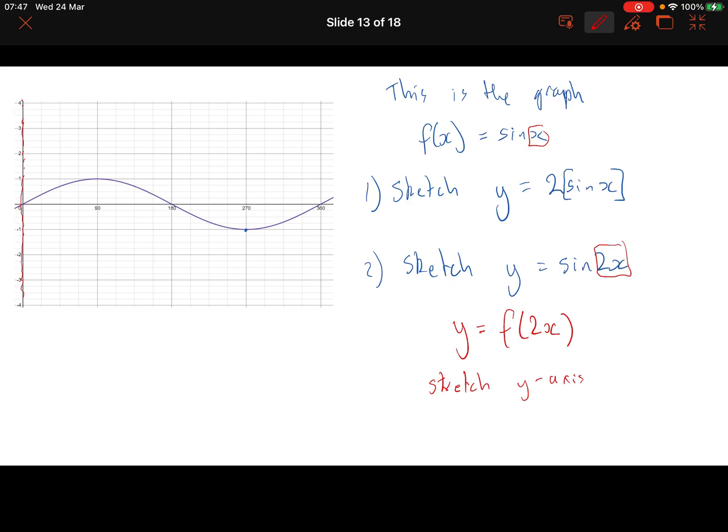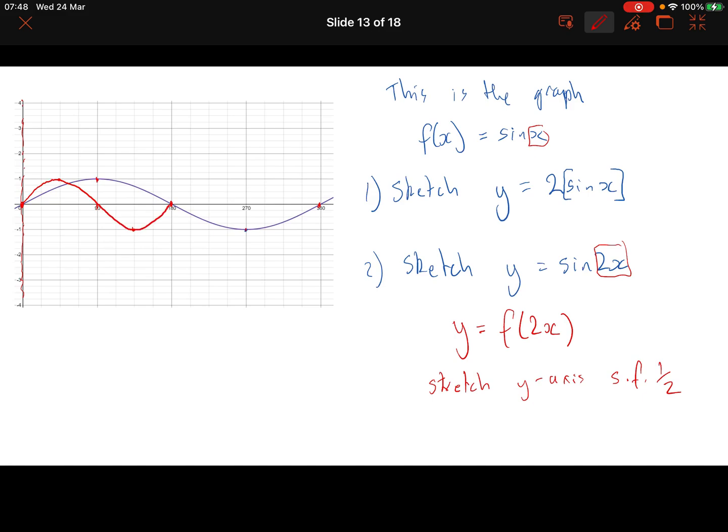So the scale factor is not 2. The scale factor is going to be a half. Okay, women do the opposite of what you think. Instead of timesing by 2, it's going to divide by 2. So all my x values are going to be half of what they were. So this x value is 0, it's not going to move. This x value is 90, it's going to become 45. This x value is 180, it's going to become 90. This x value is 270, it's going to become 135. This x value is 360, it's going to become 180. So it's going to go like this.